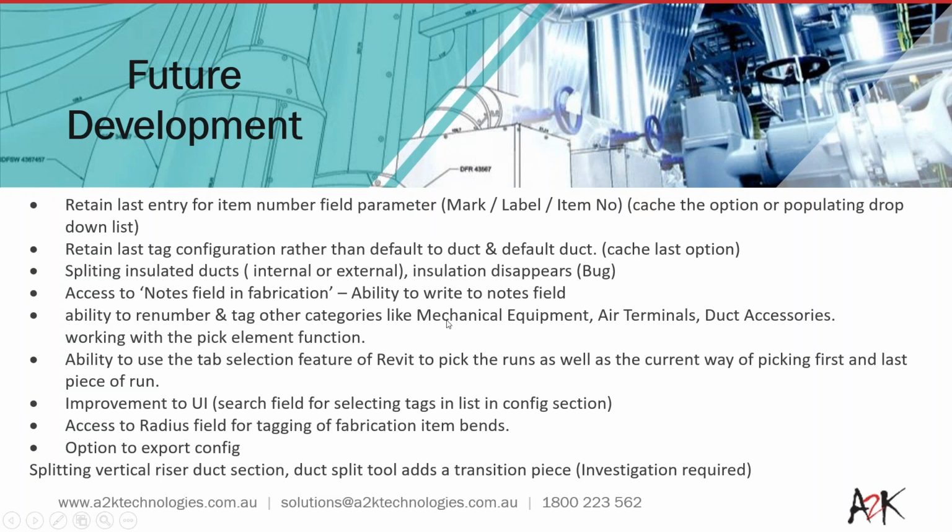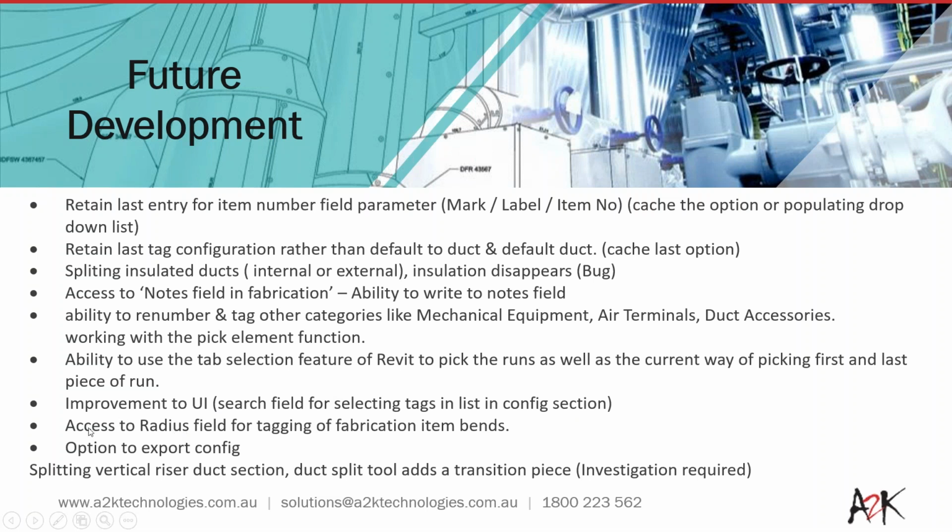We've also been asked, as currently we can only do duct systems, pipe systems, and fabrication ITMs, can we have an option to tag other categories like mechanical equipment, terminals, duct accessories, and so on and so forth. Yep, that's on the list. Ability to use the tab select feature of Revit to pick the runs, as well as the current way, which is picking first and last piece of a run. Many of you who use Revit will be familiar with that Revit function. Improvements in the UI, so search fields for selecting tags in the drop-down list.